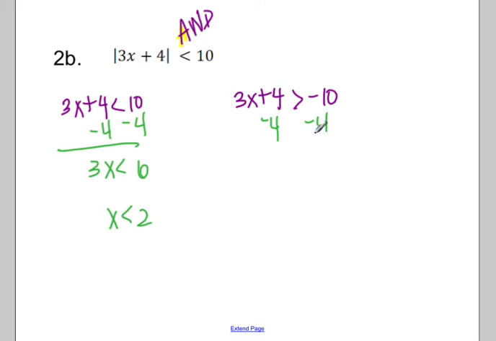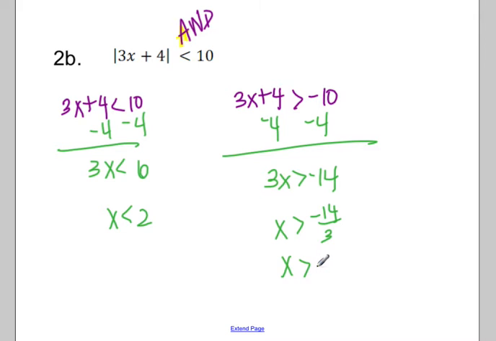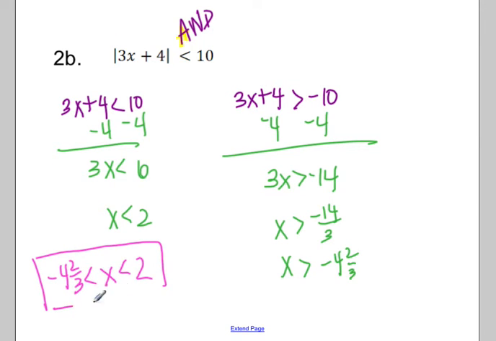Here I would subtract 4. I would have 3x is greater than negative 14. Divide by 3, so I'd have negative 14 over 3. This is the same as negative 4 2/3. Okay, so it's an and statement. So I'm going to write my final answer as a compound inequality. So this is less than x, and then x is less than 2. So it's negative 4 2/3 is less than x is less than 2. So there's my answer written as a compound inequality.